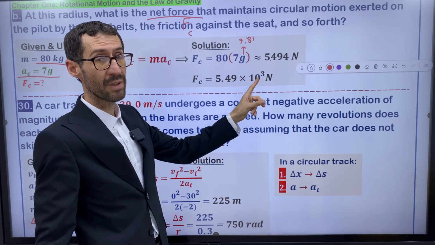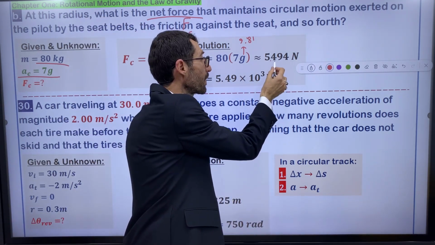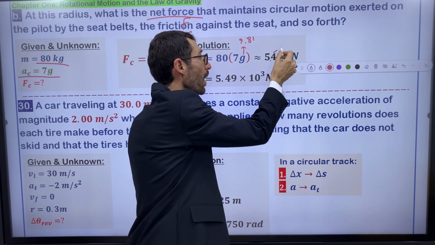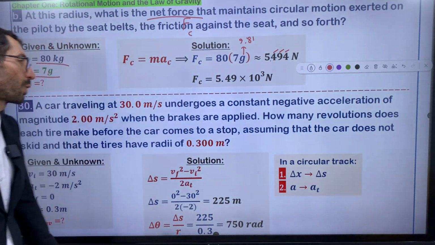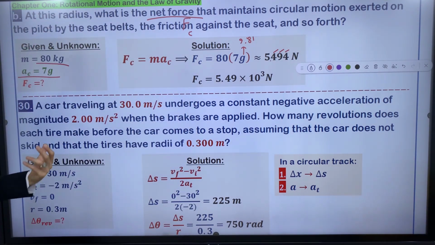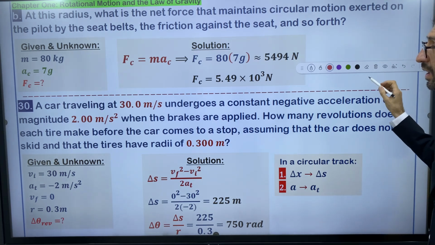Teacher, why do you say 10 to the power 3? Because you put the decimal point here, and after the decimal point, how many figures are there? 1, 2, 3. That's why it becomes 10 to the power 3 Newton. That's it. Question 29 is finished. Question 30.